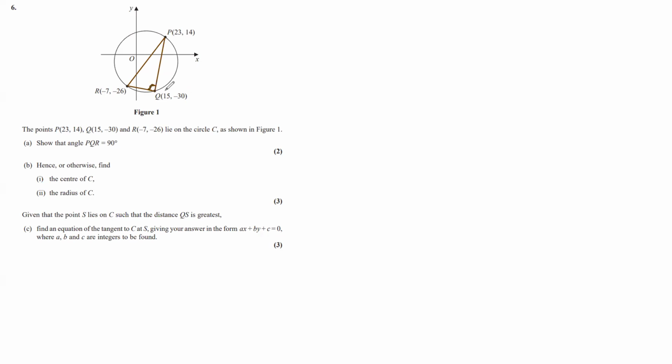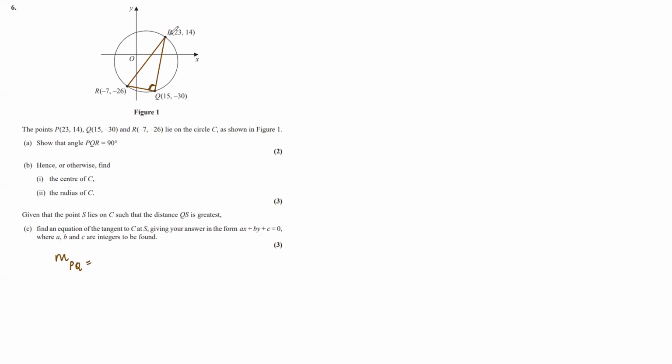Now in order to prove that this angle is 90 degrees, the easiest method is to find the gradient of PQ and find the gradient of RQ. If they both multiply to give you -1, which means that they are perpendicular lines, the angle formed will be 90 degrees. Let's find out the gradient of PQ.